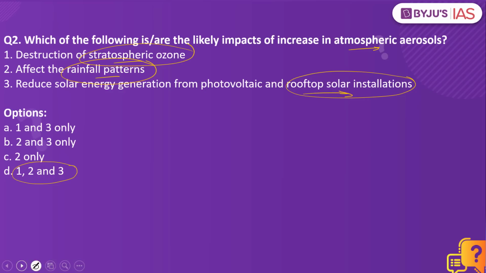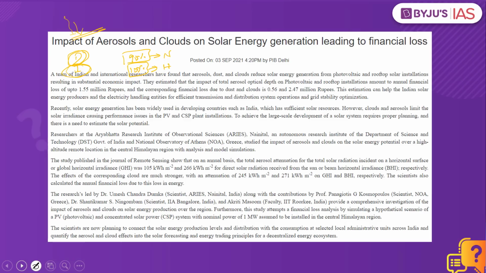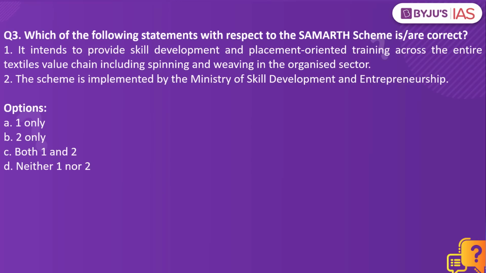It is this that we have to understand in reference to this practice question. Which of the following statements with respect to the SAMARTH scheme is or are correct? One, it intends to provide skill development and placement oriented training across the entire textiles value chain, including spinning and weaving in the organized sector. Two, the scheme is implemented by the Ministry of Skill Development and Entrepreneurship. Which of the statements are correct with respect to the SAMARTH scheme? The answer to this is neither one nor two.